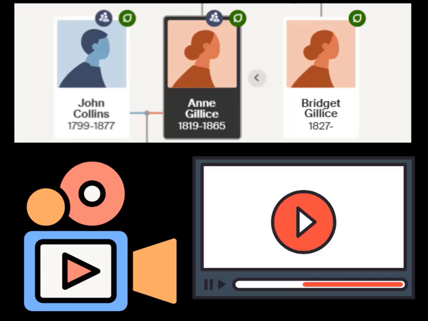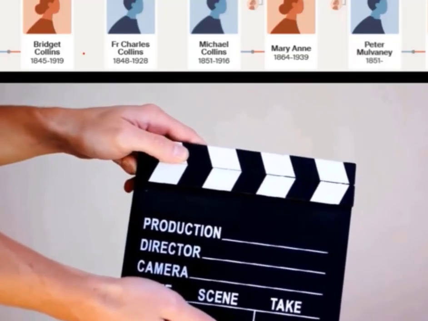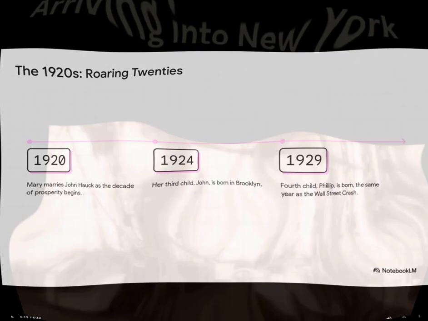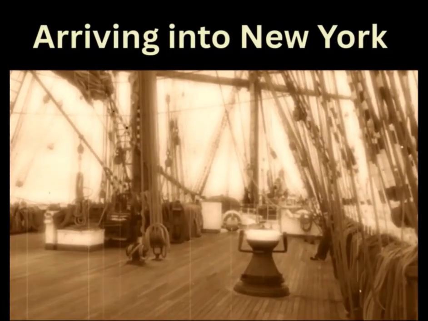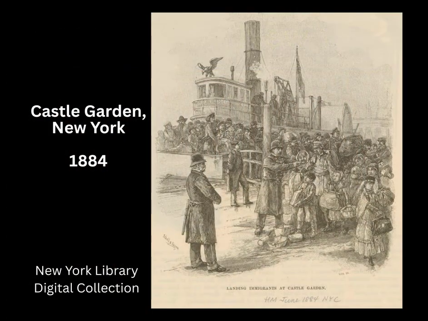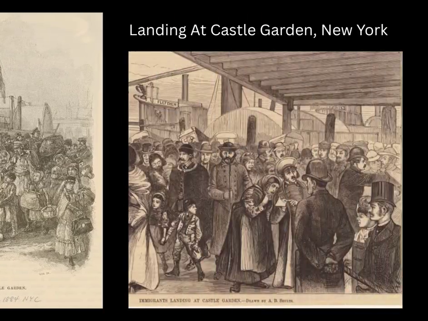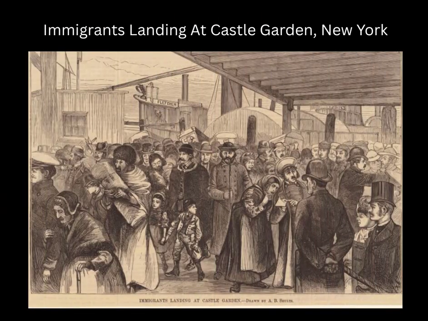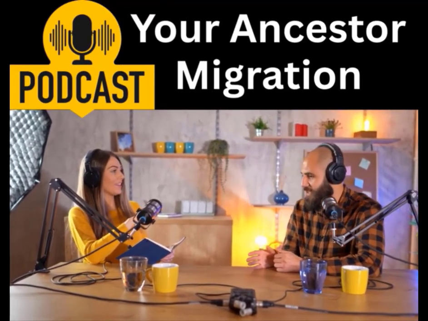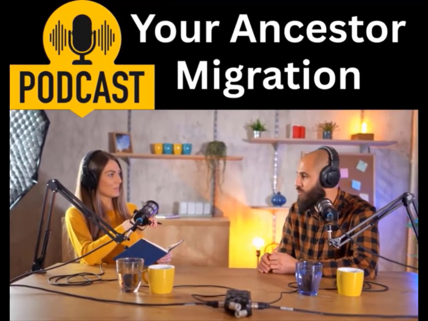In a previous video, I showed you how to use AI to create video documentaries about your ancestors' lives. But what about the why behind their moves? What forces drove your great-grandfather to leave everything behind in Ireland, England, or Germany and end up in a growing city in the United States or a mining town in Australia? I used AI to generate a documentary podcast on migration patterns in my family tree.